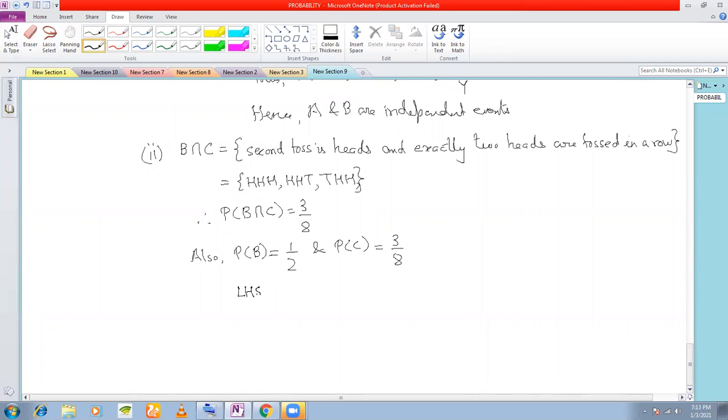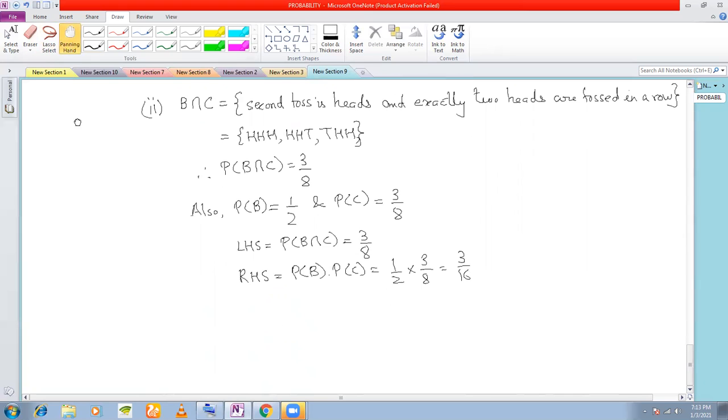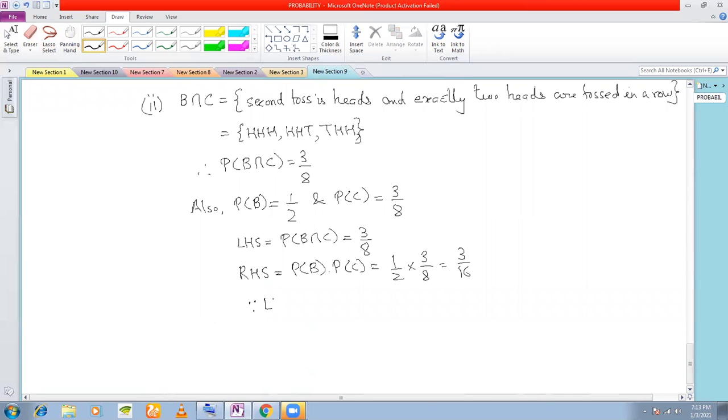So now let's see, what is the left hand side? P(B intersection C), which is 3 by 8. What is the right hand side? Right hand side is P(B) into P(C), which is 3 by 16. Now let's check whether they are equal. Left hand side is not equal to right hand side. So P(B intersection C) is not equal to P(B) into P(C).